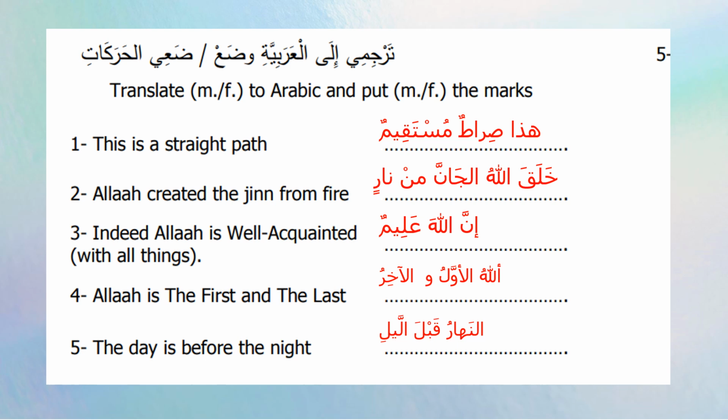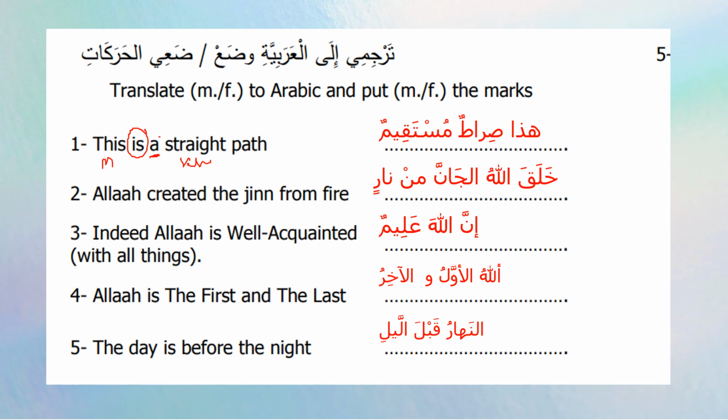Let's translate these sentences. Tarjimi ila al-arabiyya wa da' al-harakat. Means you have to translate all these jumlas and put the harakas. Da' means to put the harakas. This, okay, this is our mubtada. Everything after is the khabar. That's how, and we need to flip the sentence from left to right. So now we have this. This has been translated as hada.